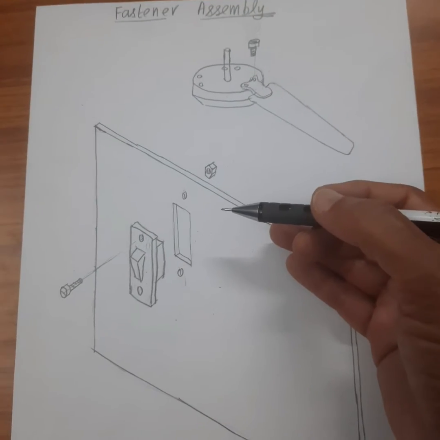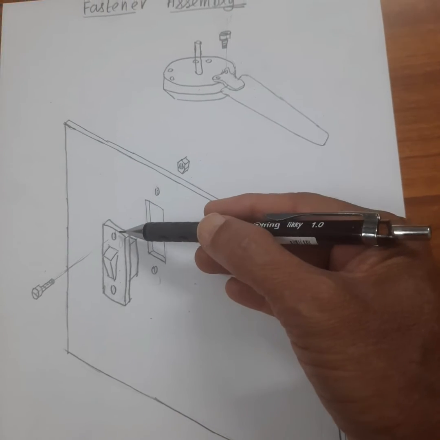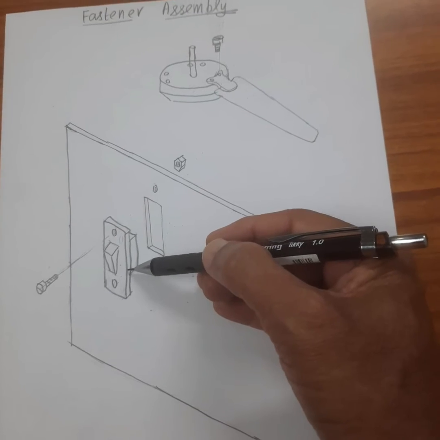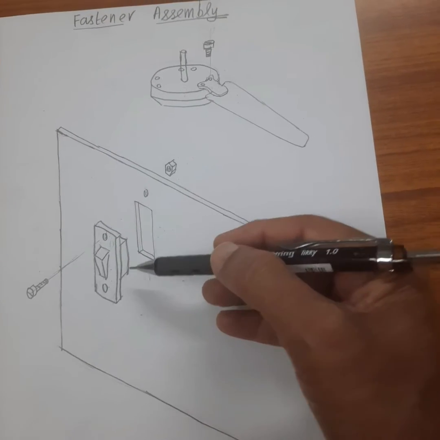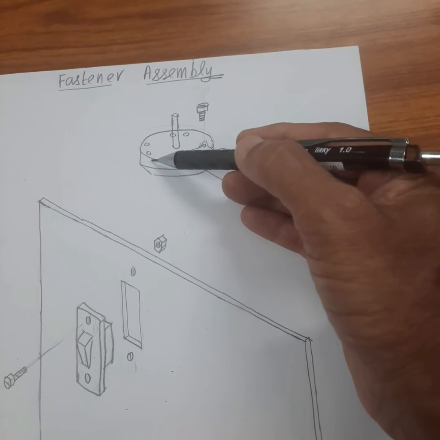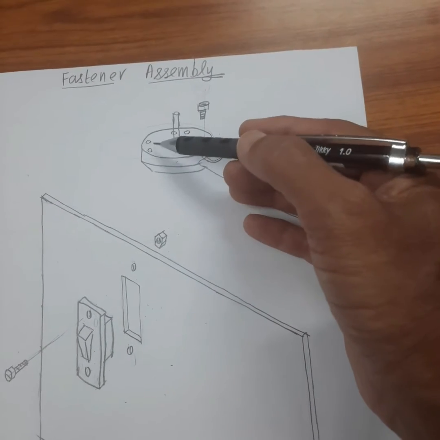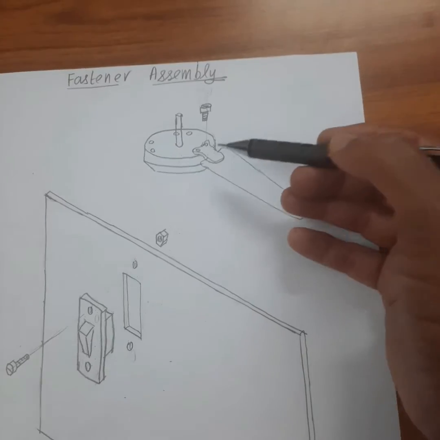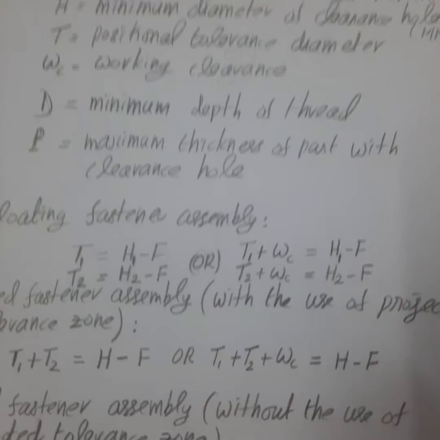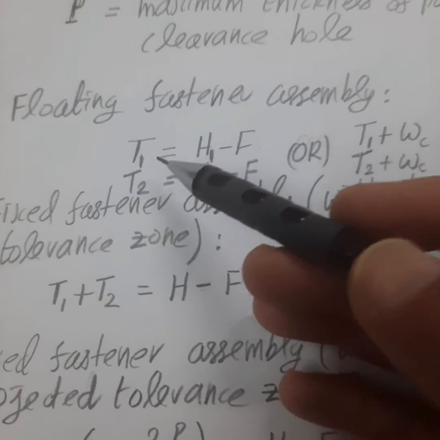In this session, we will discuss how to assign position tolerance to locate the holes on the parts to be joined together. Similarly, for the fixed fastener also, we have to decide how to fix the position tolerance for locating the holes on the parts to be joined together. The formula to be applied is shown. In case of a floating fastener, this formula is applicable.